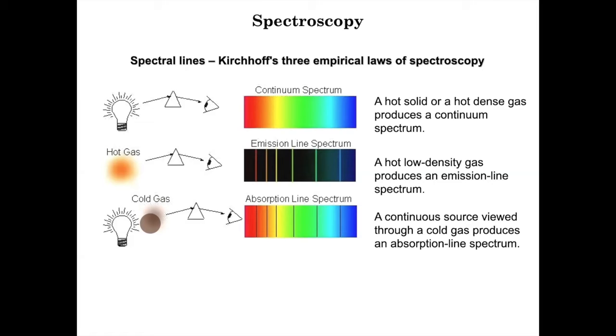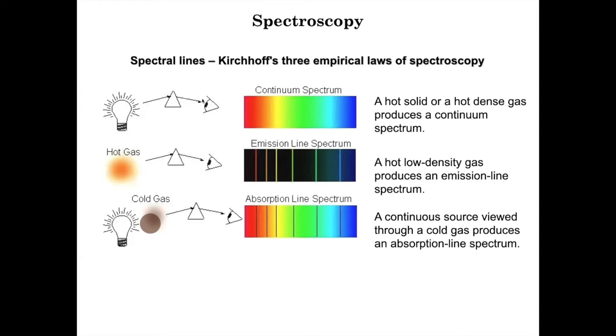Let's consider Kirchhoff's laws of spectroscopy. Gustav Kirchhoff, not knowing about energy levels in the atom, coined the term black body radiation, and he also postulated three empirical laws that take his name. These laws are illustrated here.